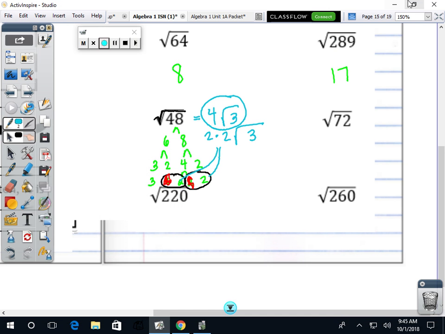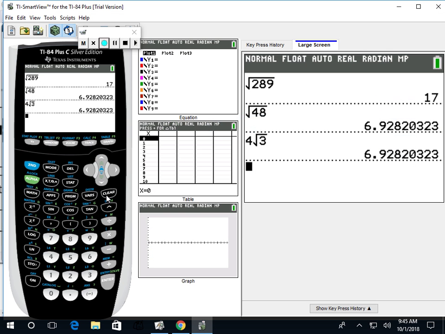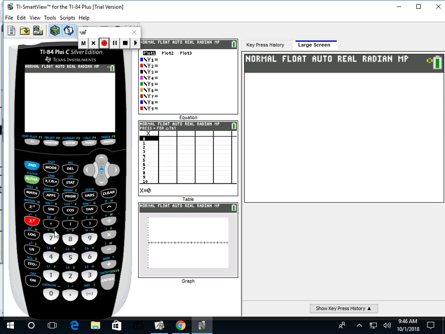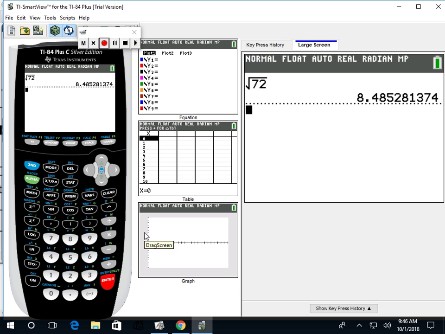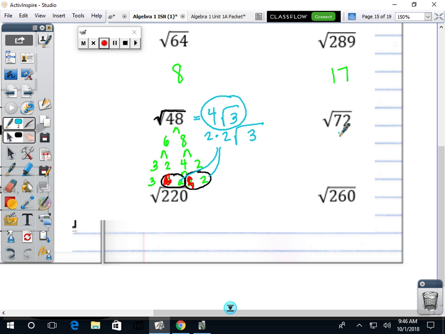Okay, so now let's try another one. The very first thing you should do every time is type it in the calculator to see if it's a perfect square or not. So type in the square root of 72. And you see that it's not a perfect square because you get a decimal answer, which means we're going to have to simplify it by our new method, factor tree. So what are some numbers that multiply to make a 72? Any numbers that multiply to make 72? 8 and 9 will work.